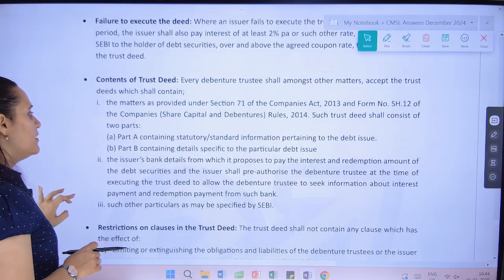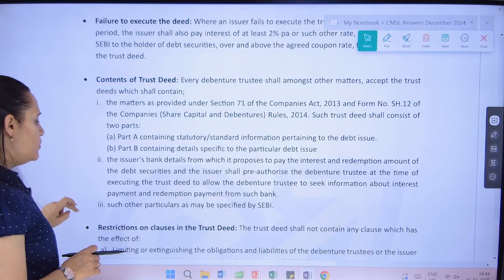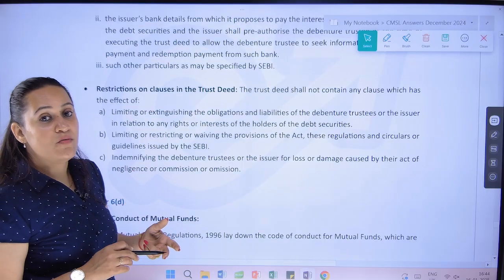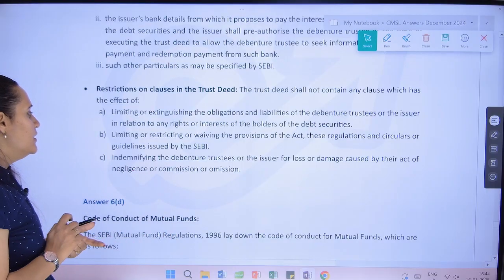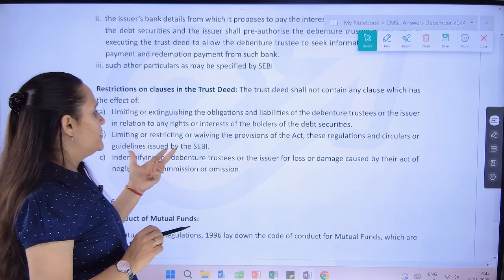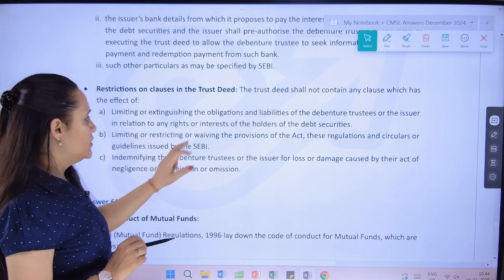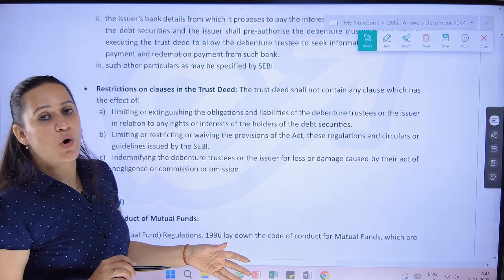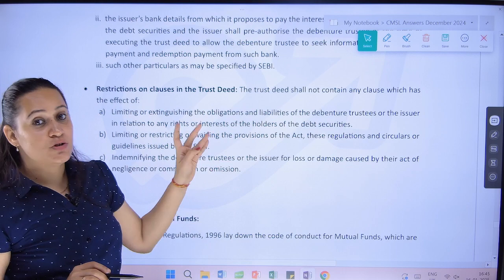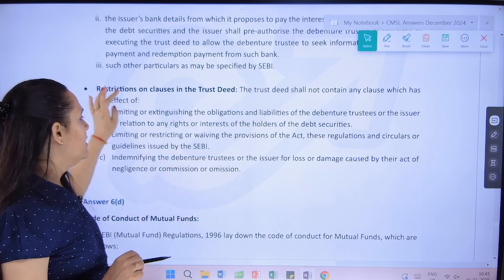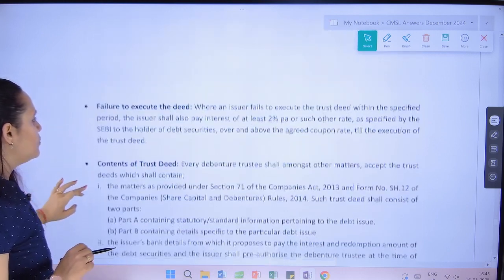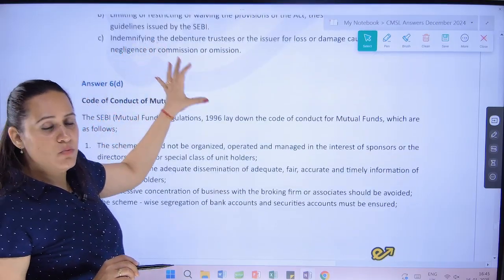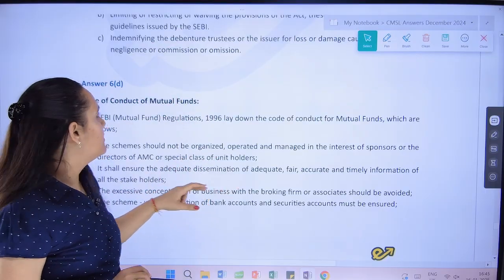What are the contents of the trust deed, what are the matters that you have to include, and what are the restrictions in the clauses of the trust deed. At any point in time, you cannot waive off the responsibility or the indemnity provisions. You cannot reduce your obligations and liabilities, and indemnity cannot be given off by including a clause in the trust deed. So such clauses are prohibited under the trust deed. So if you mention these provisions with respect to trust deed, it is more than sufficient. I have given more only for 3 marks, I have written more, but if you put this, you are definitely going to get full 3 marks.